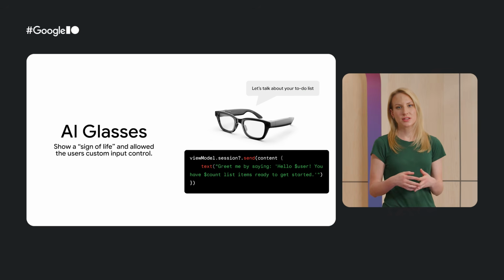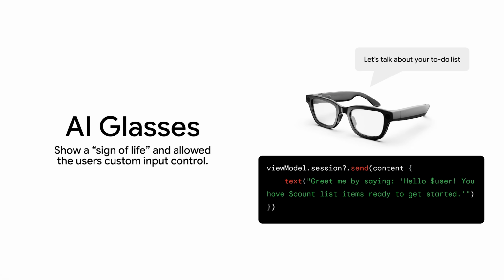There are some additional considerations to think about when building audio experiences for AI glasses when a display is not available. I'll cover a few of these next. We recommend that you provide a sign of life when your projected activity launches. This helps indicate the projected activity is running and ready to interact. Here, we are using the Gemini Live API to greet me with, "Hello, Kathleen. You have 3 list items. Ready to get started?" when the to-do app starts up.